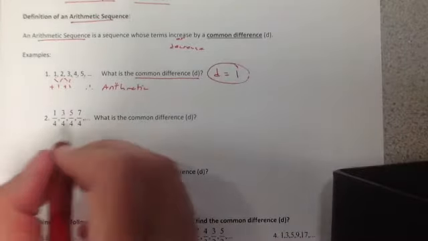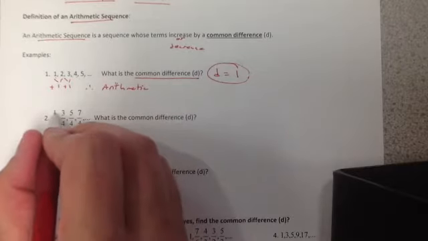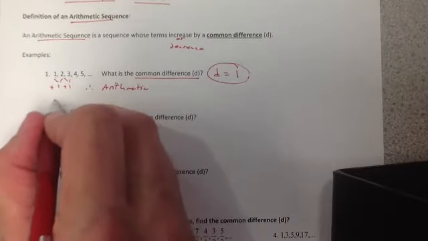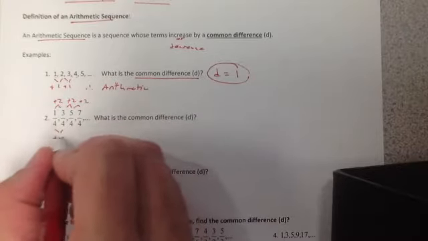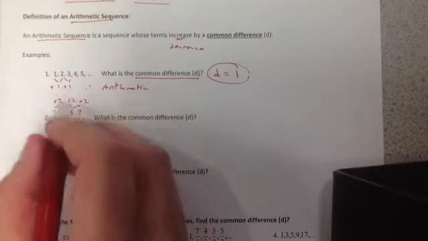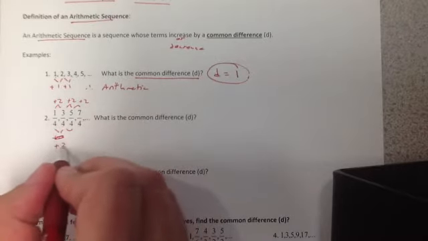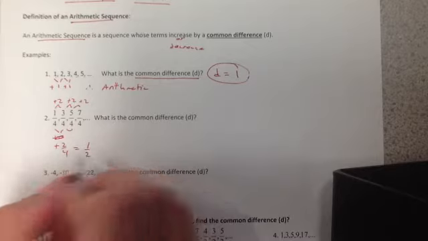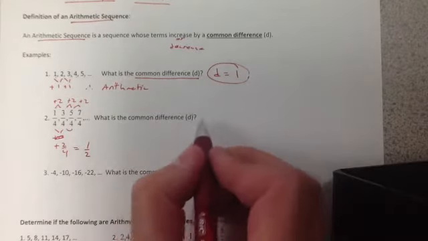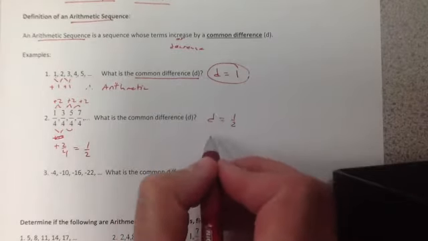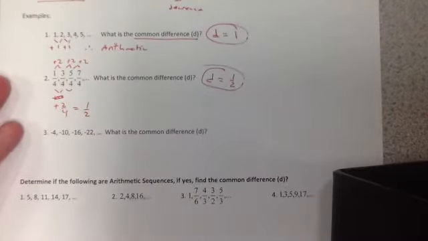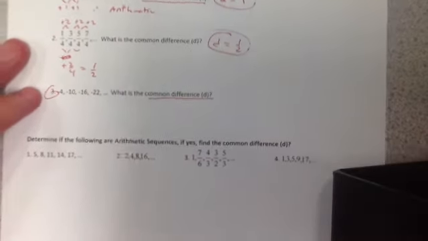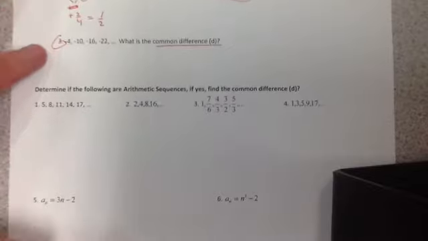So let's try number 2 here. Is this arithmetic? Yeah, I keep adding 2 on top. And on the bottom, I'm not really adding anything, right? So if you think about this, this is just adding 2/4 each time, which is 1/2. So we keep adding 1/2. So therefore, D here is 1/2. See if you can try number 3. See if you can find out what the common difference is for number 3. Shouldn't take you too long. So pause if you need to.